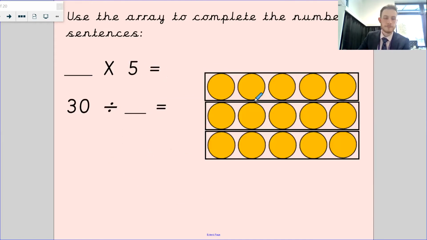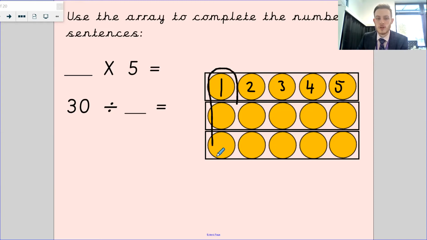Good job, everyone. So let's do the same for here. I'm going to use the arrays to help complete the number sentence. How many groups of 5? Well, I've got 1, 2, 3, 4, 5. So that's my 5, and it's going in a row. But how many's in a column?